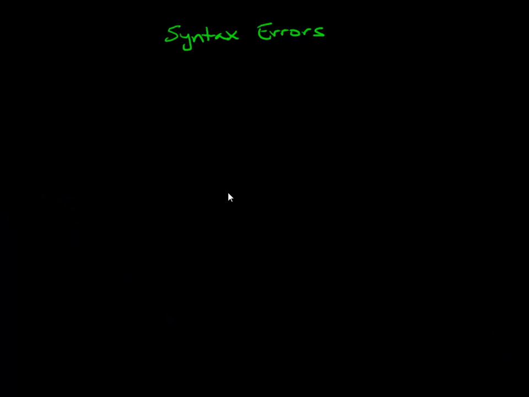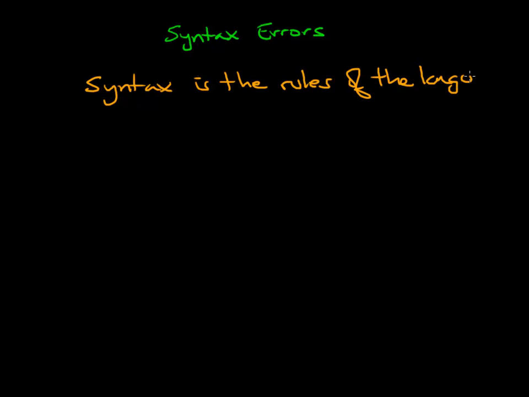What we're looking at now is something called syntax errors, and before we look at what these are, we need to just double check that we understand what syntax is. And so syntax is the rules of the language. So for example, let's take a language like C#.